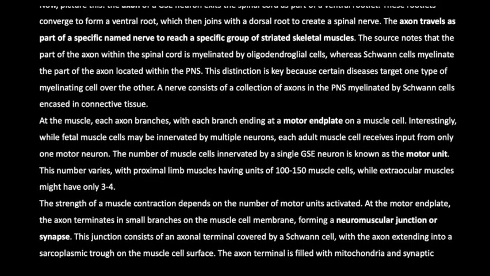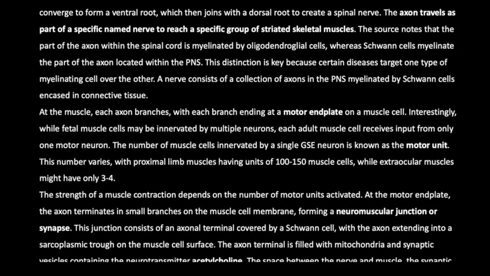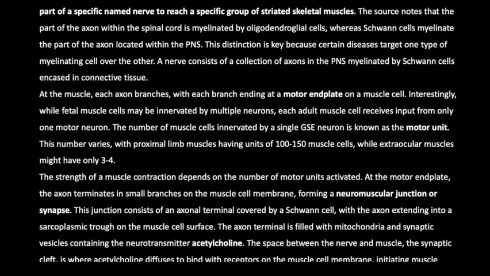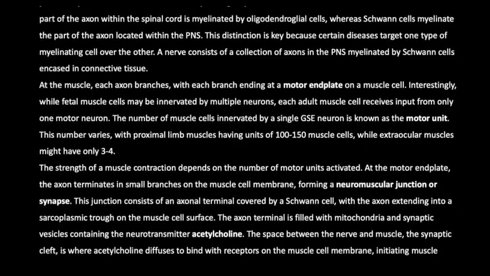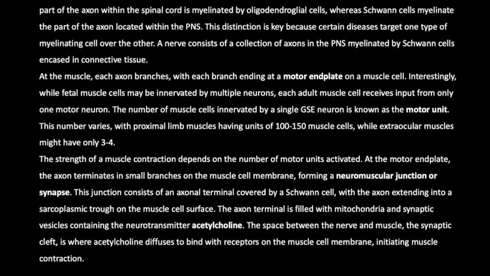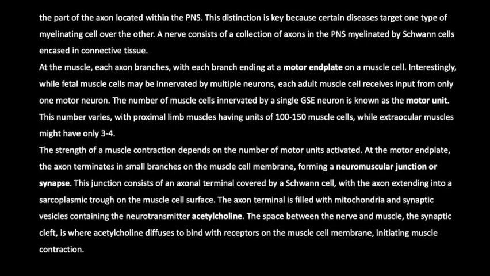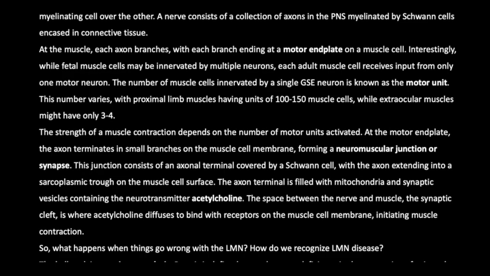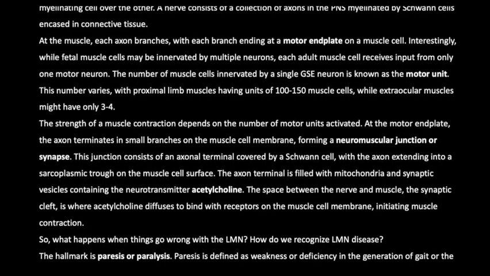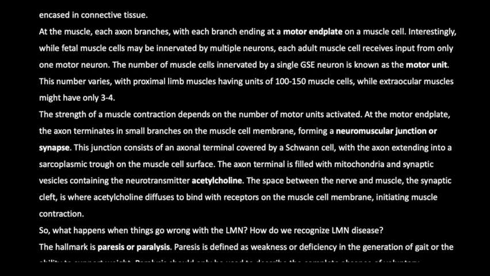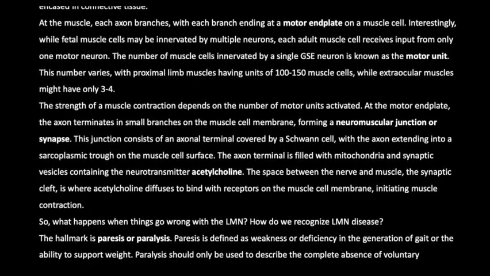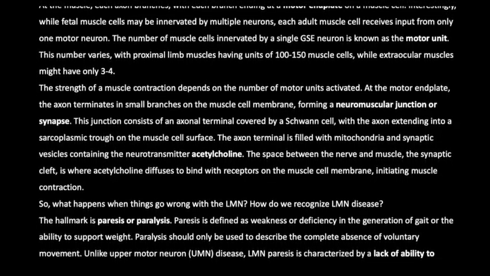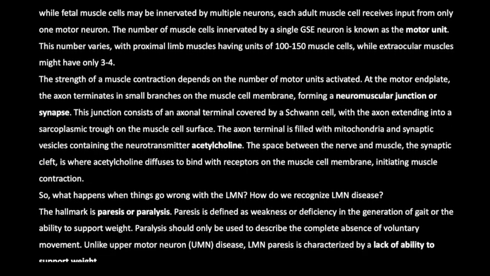A nerve consists of a collection of axons in the PNS myelinated by Schwann cells encased in connective tissue. At the muscle, each axon branches, with each branch ending at a motor end plate on a muscle cell. Interestingly, while fetal muscle cells may be innervated by multiple neurons, each adult muscle cell receives input from only one motor neuron. The number of muscle cells innervated by a single GSE neuron is known as the motor unit. This number varies, with proximal limb muscles having units of 100 to 150 muscle cells, while extraocular muscles might have only 3 to 4. The strength of a muscle contraction depends on the number of motor units activated.